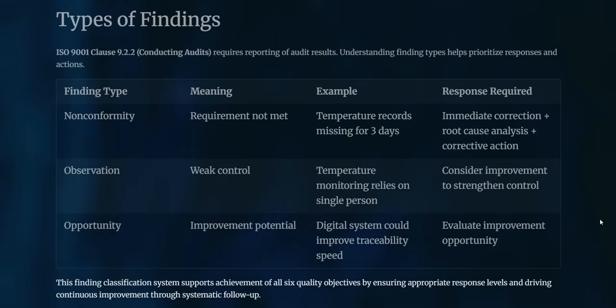The third type of finding is opportunity. Opportunity means there is potential for improvement. In our case study, that would mean digital systems could improve traceability speed, and the response required for such an opportunity includes evaluating improvement opportunities. This finding classification system supports achievement of all six objectives by ensuring appropriate response levels and driving continuous improvement through systematic follow-up.